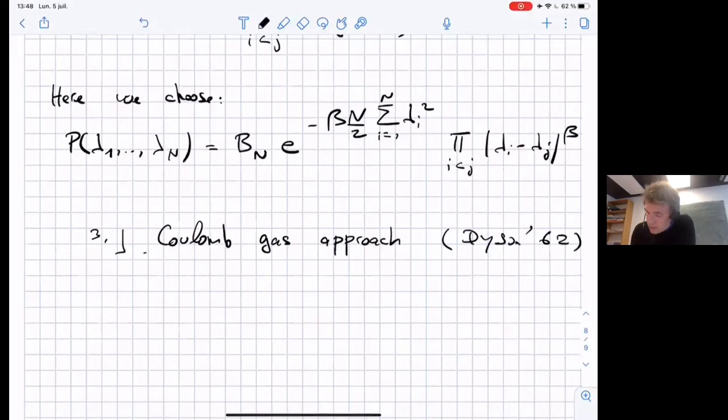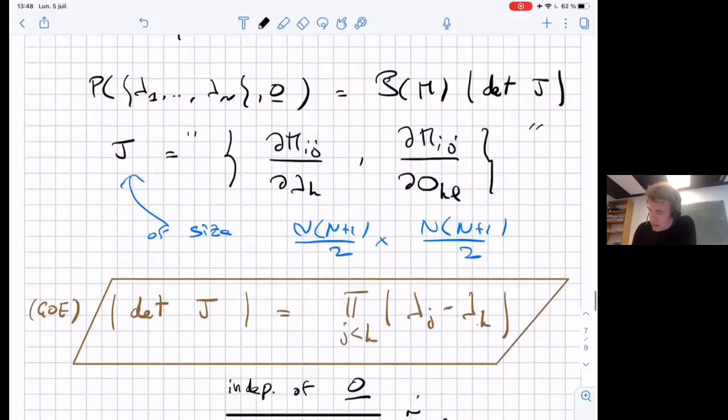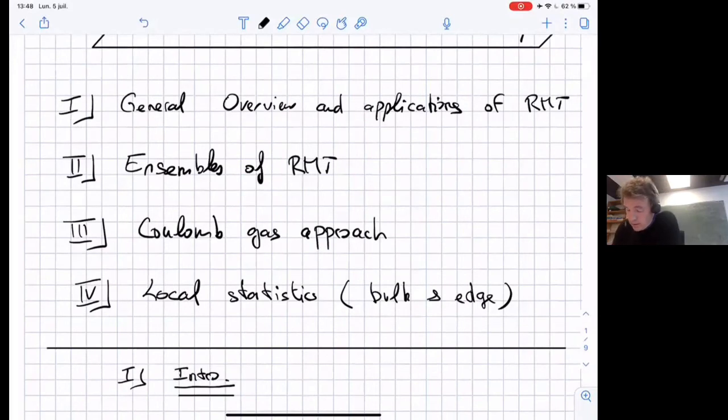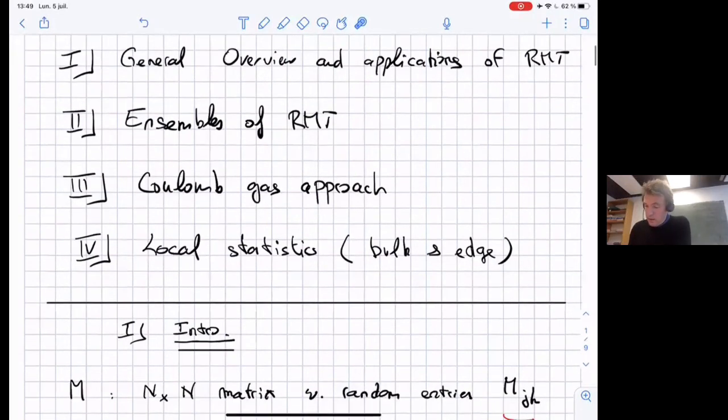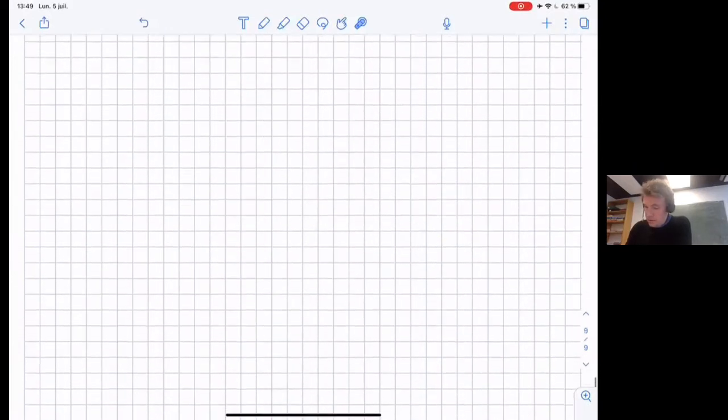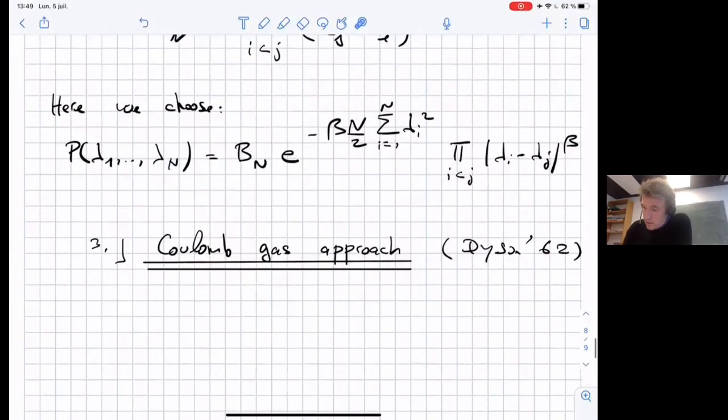This is due to Dyson. And okay, maybe just to come back. So you are here, right? We just ended up with this, and we are moving to this number 3 here. Okay, so that's a capital 3, by the way.